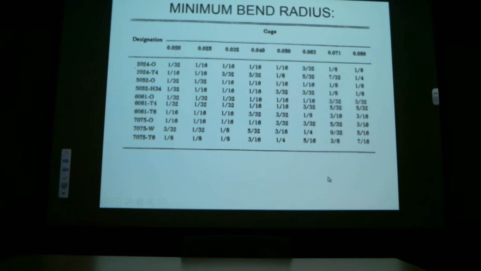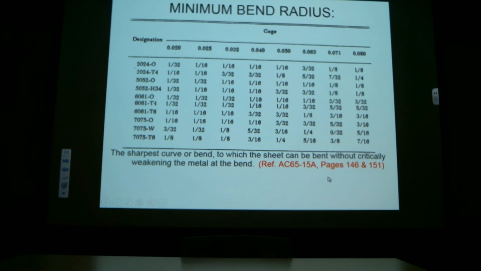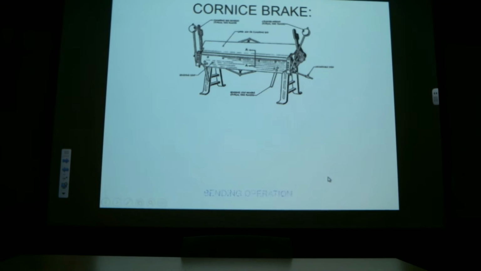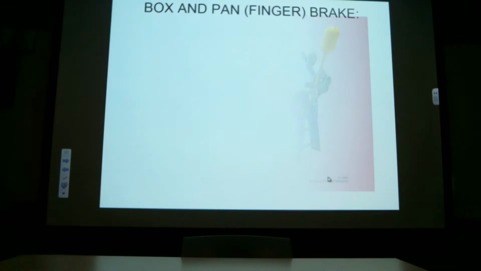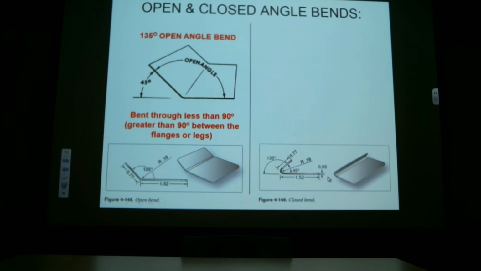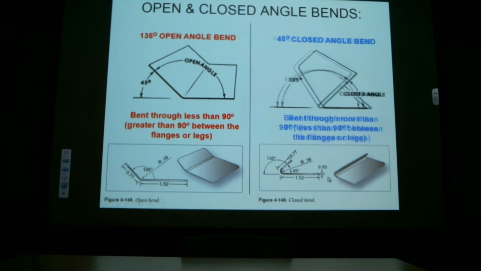What's the consequence of using too small of a radius for bending? Where would it crack? On the outside of the bend, because that's where it's stretched, right? The smallest bend that can be made is referred to as minimum bend radius. There's an open angle bend, where the distance between the legs is greater than 90. Closed angle bend, the distance between the legs is less than 90.